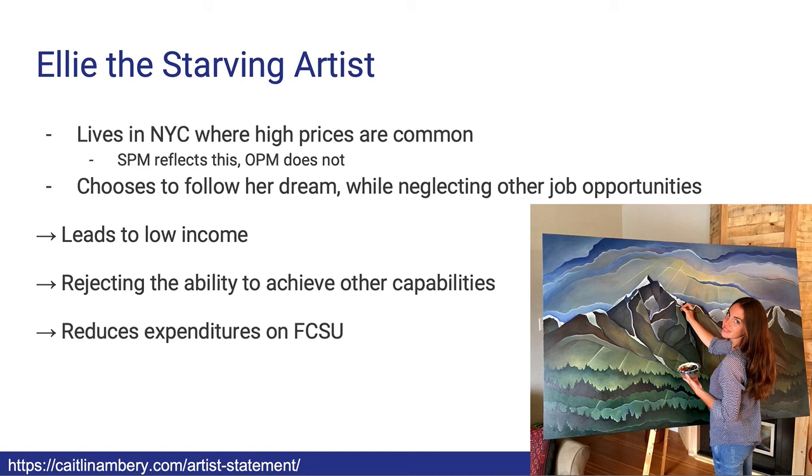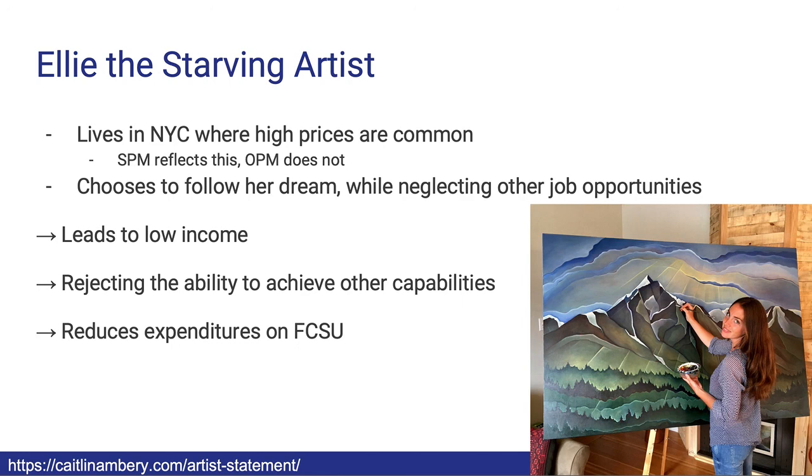Now, for a hypothetical example. Ellie the starving artist lives in New York City, where high prices are common. The SPM reflects this, however the OPM does not. She chooses to follow her dream while neglecting other jobs and opportunities. This leads to low income. This also leads to rejecting the ability to achieve other capabilities. She is capable of getting another job and having a steady income to support herself, however she chooses to follow her dreams instead, which represents the choice involved with capabilities.